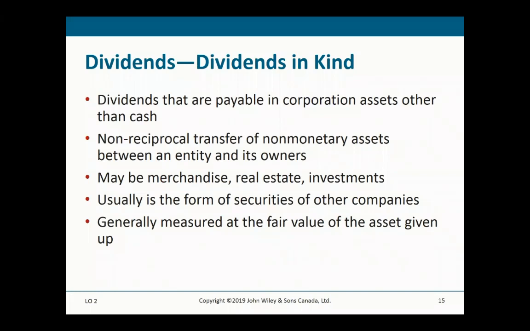We can pay out cash dividends, or we could pay dividends in kind. This might be common, especially for private companies that only have a couple of shareholders. We could pay out a company asset as a dividend, for example inventory, real estate, or investments. We would obviously value that dividend at the fair value of the asset given up.